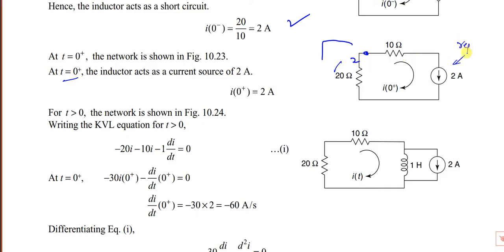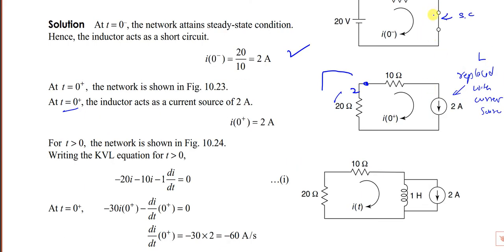Inductance L is replaced with a current source whose value is equal to IL of 0 minus. IL of 0 minus is 2 amps, so it acts as the same 2 amps, and the direction is also the same: initially current is going down, so now also current is going down. We have to find I of 0 plus. In mesh analysis, if any current is flowing in the mesh, it is the same. So I of 0 minus is 2 amps. In mesh analysis, inductance acts as a current source, so I of 0 plus is the same 2 amps.